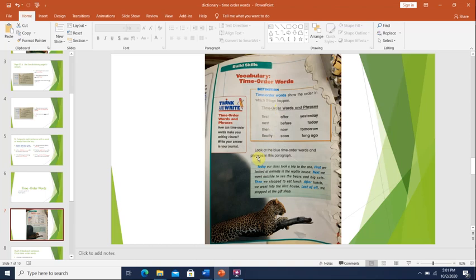Okay, let's read the paragraph at the bottom here to see how this person used time order words to talk about their class trip. It says, look at the blue time order words and phrases in this paragraph. The words that are in blue are the time order words, and the words that are in black are the sentences that show you what happened on their trip. Okay, so today our class took a trip to the zoo. First, we looked at animals in the reptile house.